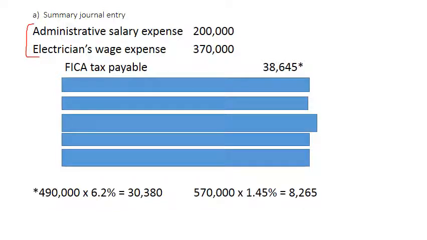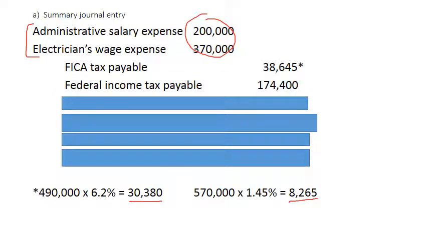I put an asterisk here because you can actually go and check this number. In the information, they said $490,000 was owed Social Security, which was 6.2%. If you multiply that out, that's $30,380. And everybody's earnings are subject to Medicare, which is the 1.45%. So the whole $570,000 of wages is subject to the 1.45%. That's 8,265. And if you add those two together, that's 38,645.